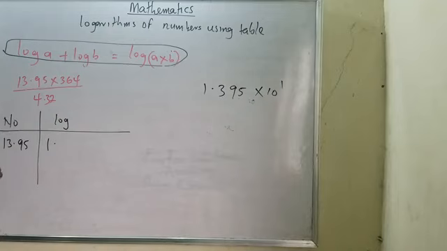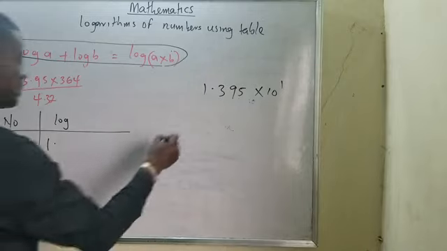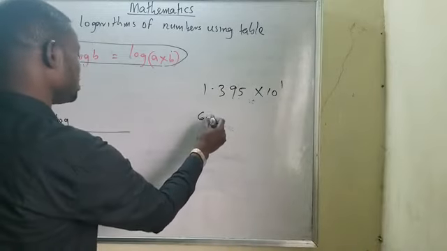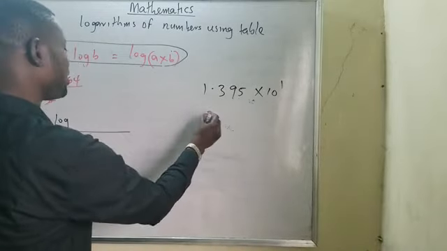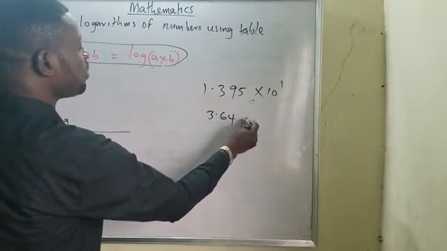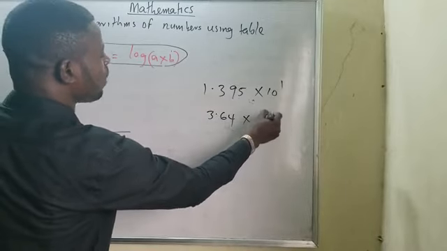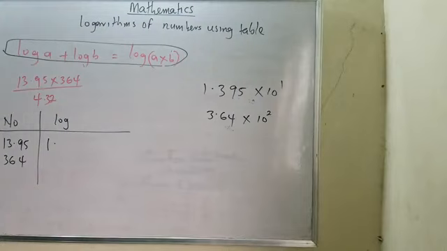And likewise, I have 364, which means I have 3.64 multiplied by 10 raised to power 2. Now, it means the decimal has been shifted by 2 times, moving back 2 times.